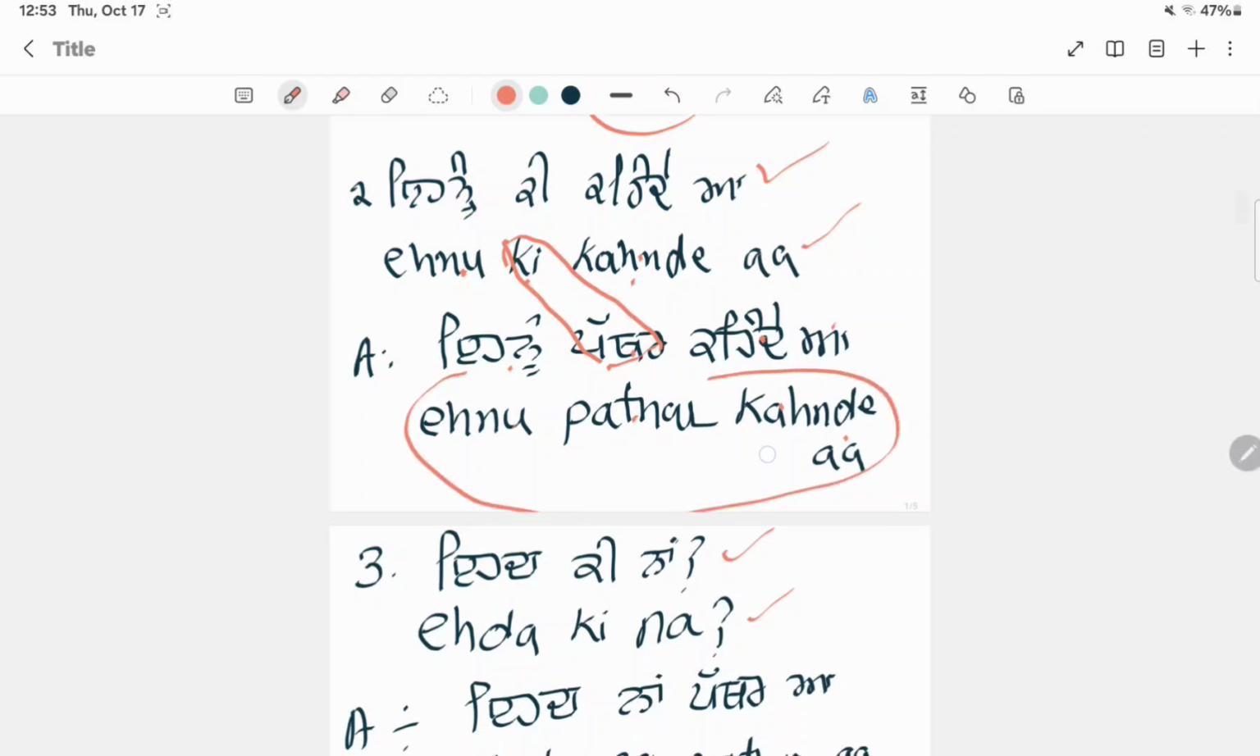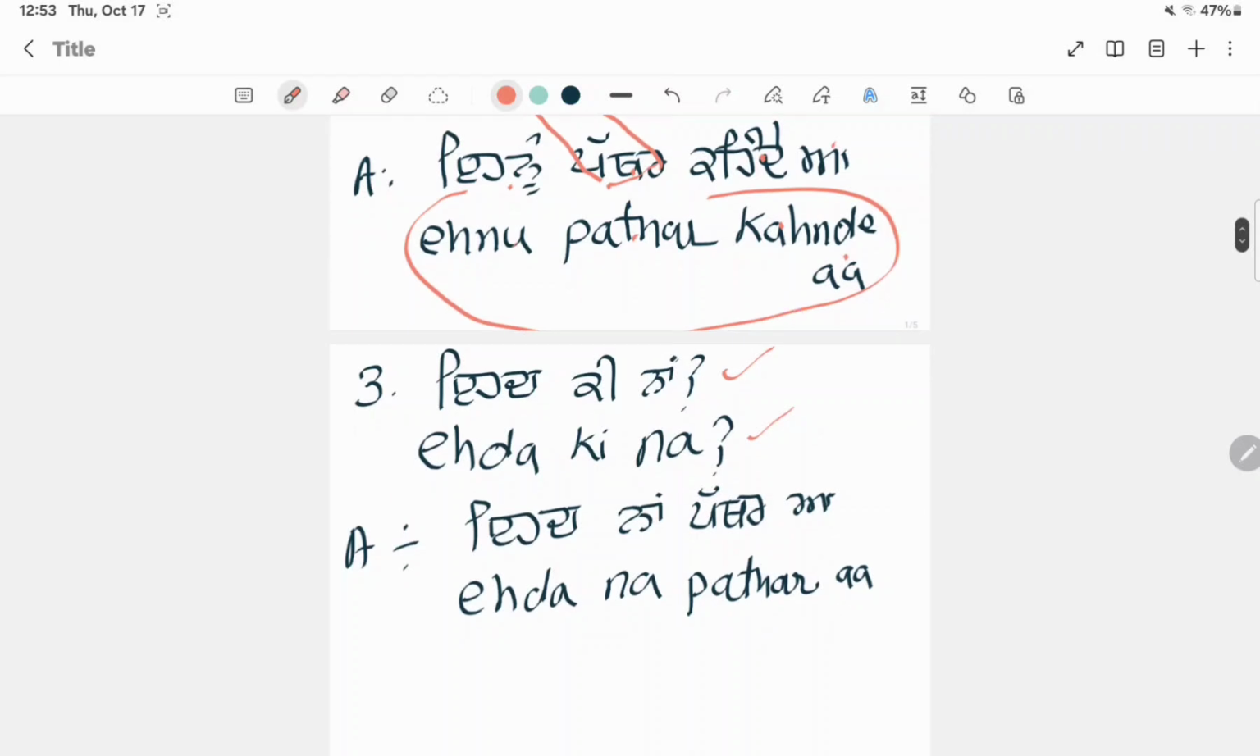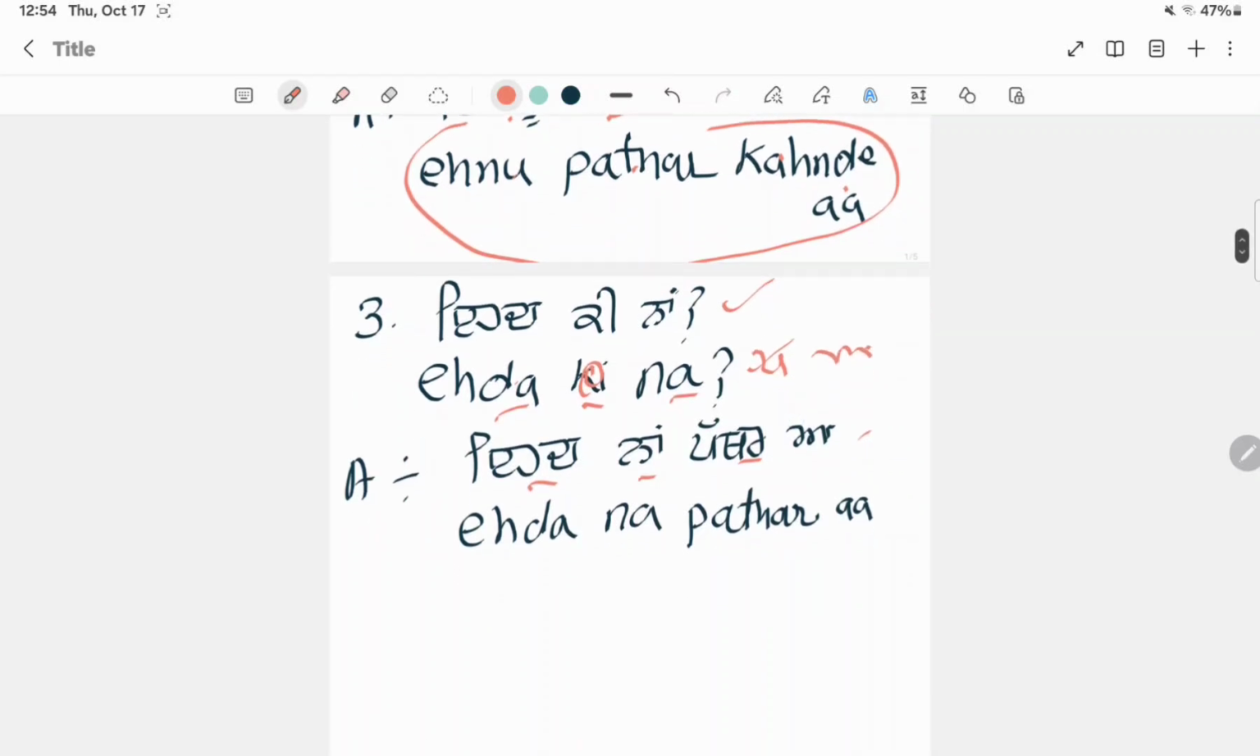ਇਹਨੂੰ ਪੱਥਰ ਕਹਿੰਦੇ ਆ. Okay, third, they can ask you like ਇਹਦਾ ਕੀ ਨਾਂ, like what's his name. So you say ਇਹਦਾ ਨਾਂ ਪੱਥਰ ਆ. Now basically you eliminate the ki. You are not going to put the name in the middle, you're going to put patthar here and add that. So ida na patthara, it means its name is patthar.